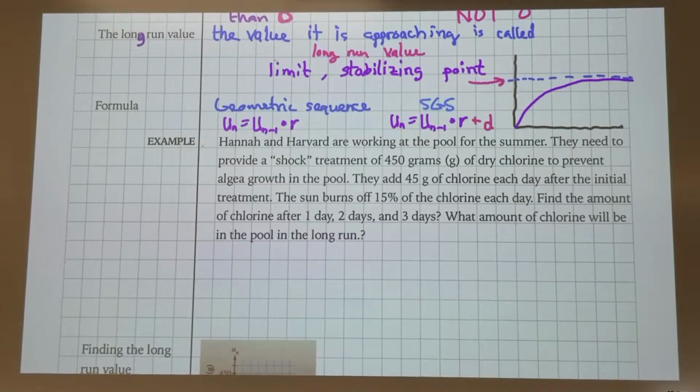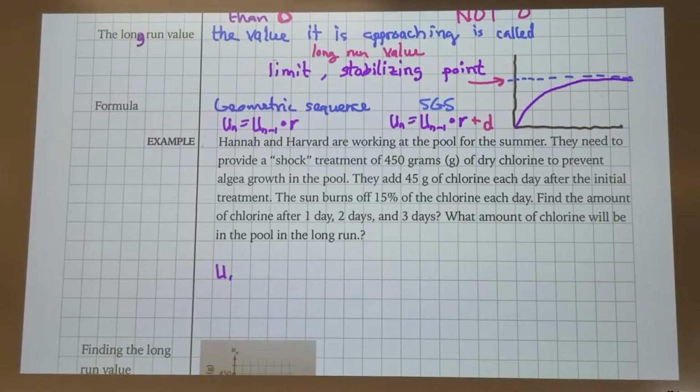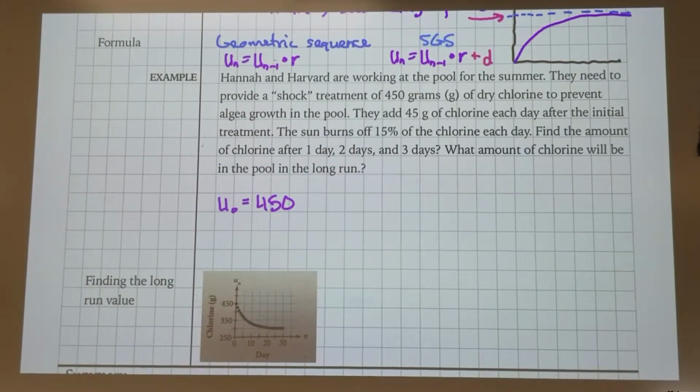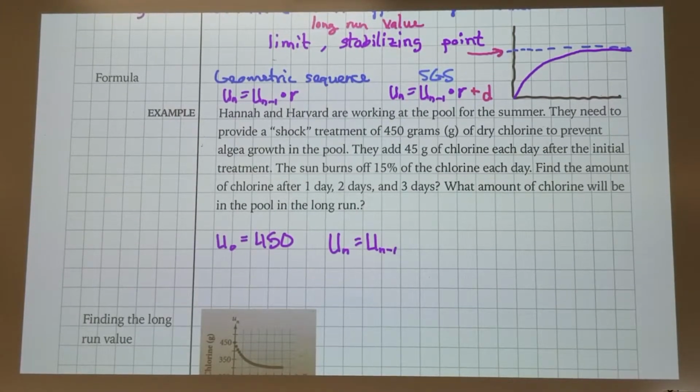So, first of all, what's my starting value? 450 grams. So U sub 0 is 450 grams. And now I need my rule. Remember, I've got my generic form up here. U sub n equals U sub n minus 1. What's my ratio?